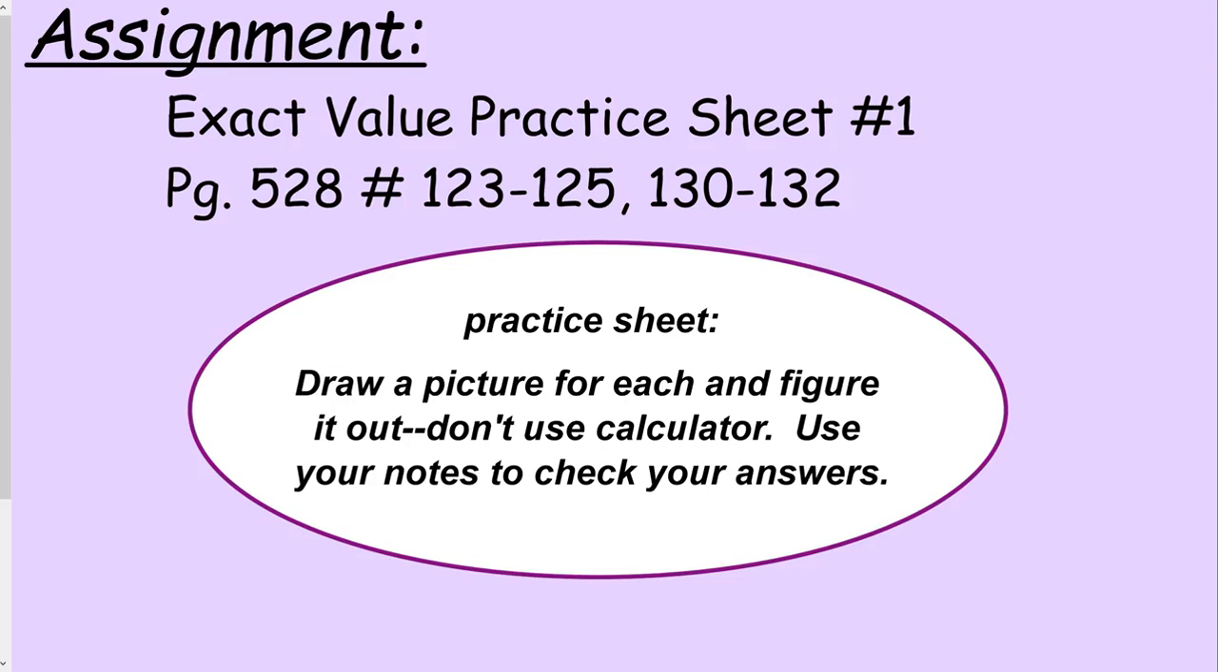Okay. So you have a worksheet, exact values practice sheet number 1. You're going to be drawing the pictures and finding the values using 30, 60, 90 triangles or using the unit circle. And then a few problems from page 528 where you're working backwards like the ones we just did. Now when you do the practice sheet, you need to draw the picture and figure it out just like I showed you. Don't use a calculator. And you can check your answers with your notes, but I've also provided you with the answer key.